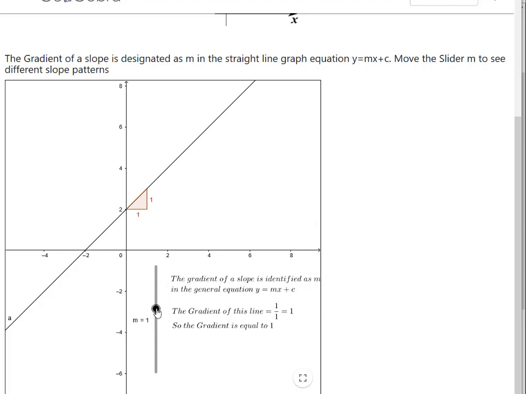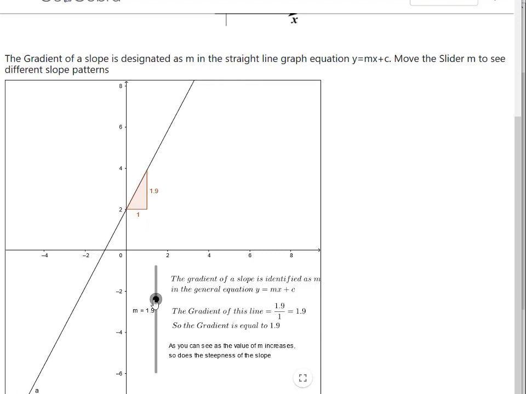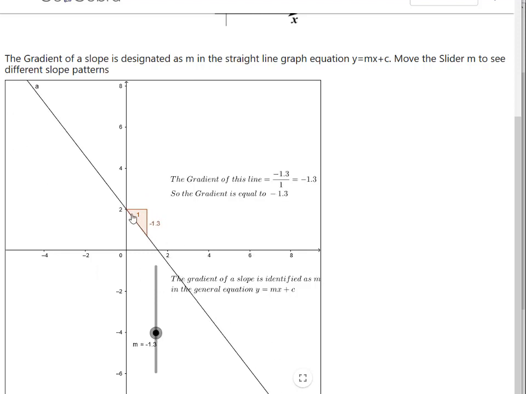We can change this slightly by increasing the value of m. So let's try and slide m up to 2. There we go. So in this situation, m is now 2 because for every one step I go in this direction, I go up 2 in this direction. So here y will be equal to 2x plus 2. The gradient is now 2. And you can make it steeper, make it go negative. So here for every one step in this direction, I go down 1.3 steps. So the gradient is negative 1.3. The calculations are over here.